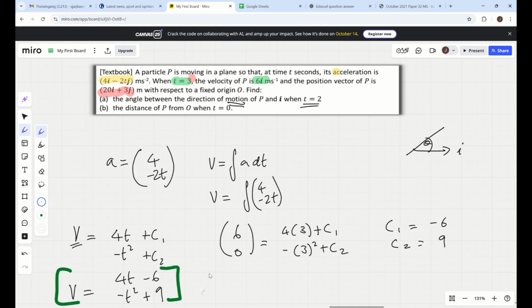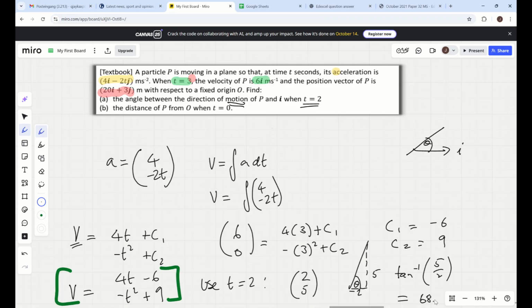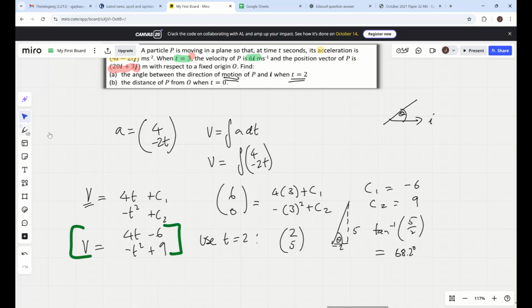And now if I make t equal to 2, I'm going to get an 8 minus 6, which is a 2. And then I'm going to get a minus 4 plus a 9, which is a 5. So if you draw that, it looks like 2 to the right, 5 up. And that's the angle that we're interested in, actually. So we'll write theta there. So inverse tan of 5 over 2 equals 68.2 degrees, which is what it looks like on my sketch. So I'm happy with that bit there.